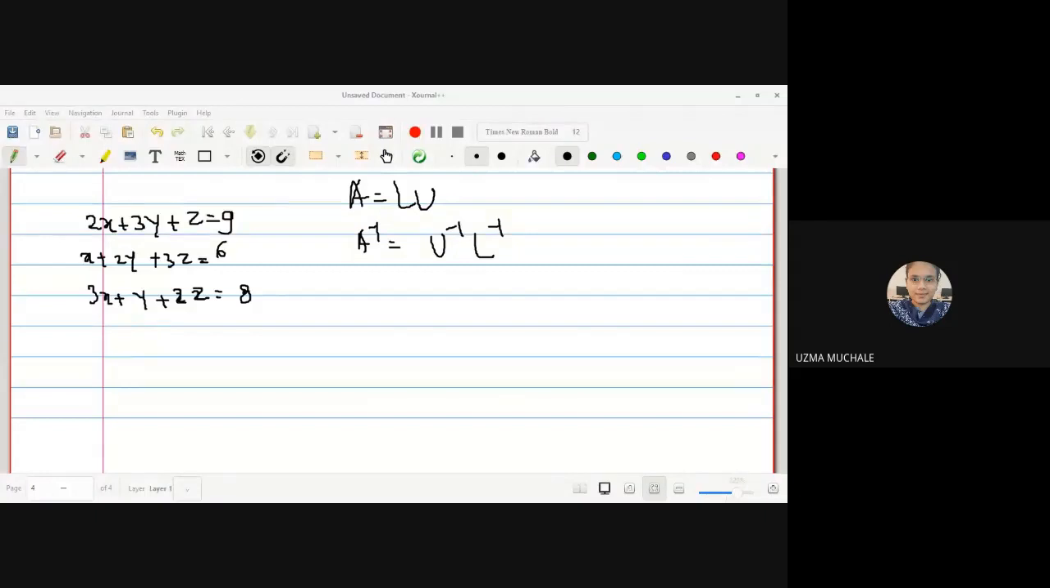Okay. Now just we have to put it in the system. Ly is equal to b. Solve it for y1, y2, y3 and then put it in Ux is equal to y.